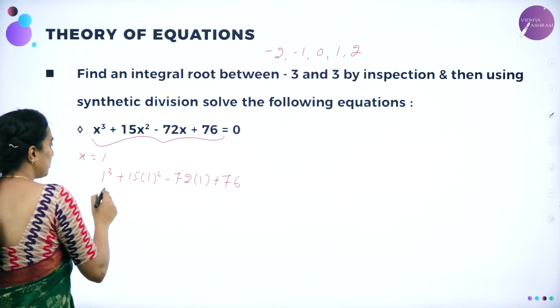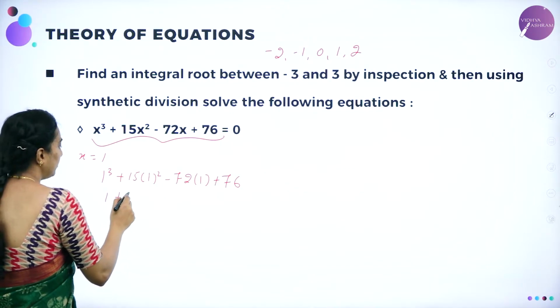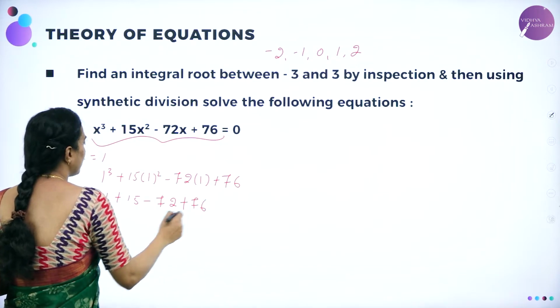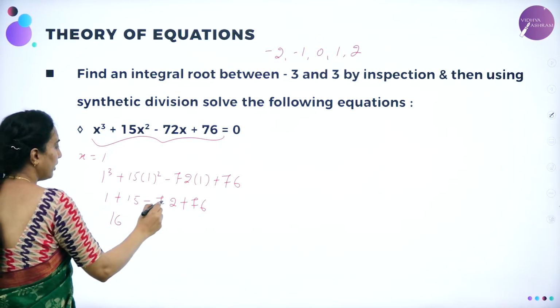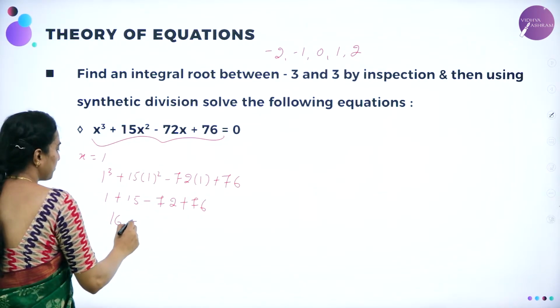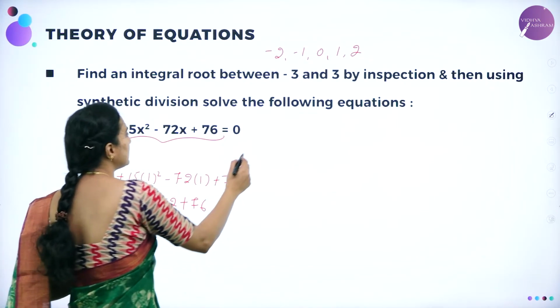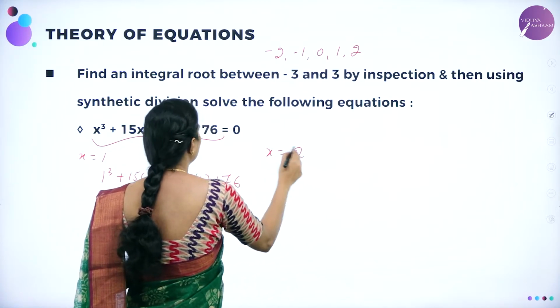Now let me solve this one. 1 plus 15 into 1 squared is 15 minus 72 plus 76. Now 116, you are going to get here minus 72 plus 76, 6 plus 4, which is never equal to 0. Therefore, now putting x is equal to 2. Let me check with this.